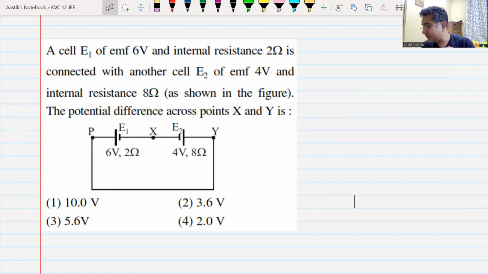E1 is a battery of EMF 6 volt. Internal resistance is just the resistance connected to it, so you just connect the resistance and call it 2 ohms, nothing else. And another battery, E2, of EMF 4 volt and internal resistance 8 ohm. You have to find the potential difference between the points X and Y. I hope you can see X and Y. These are the questions that you are going to see in the exam hall, my dear friends.